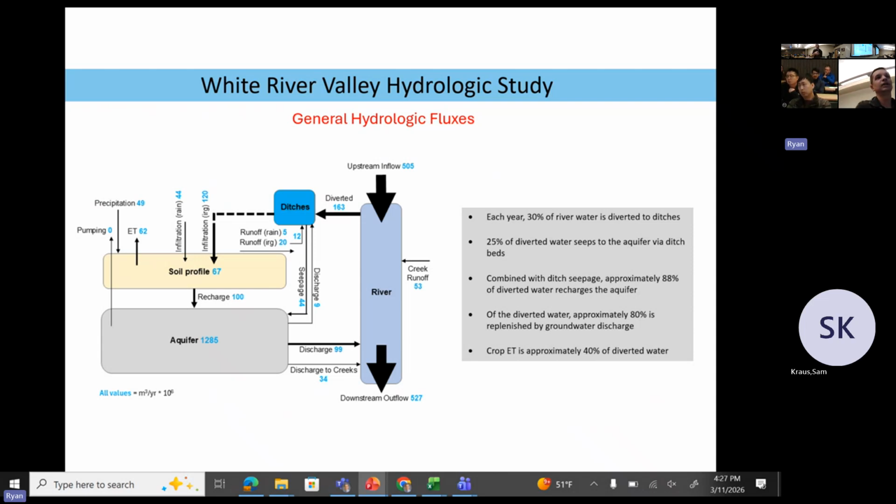And notice here, crop ET is only about 40% of diverted water. So the irrigation efficiency is really low, which might seem like a bad thing. But the water goes back to the river and it gets used downstream. So you're not wasting it, it's just being reused downriver. Okay, so I already mentioned those things there.